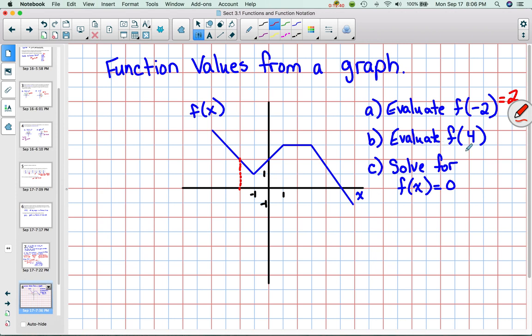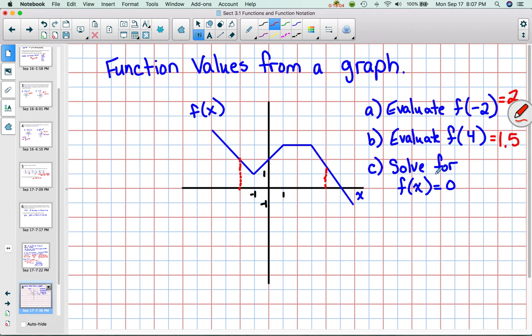The next part says to evaluate f of 4. So that means the input value is 4. So I go along here, I find the 4, and I'm looking for this value right here. Now I could use the slope of this line and double check, but it appears to be 1.5.